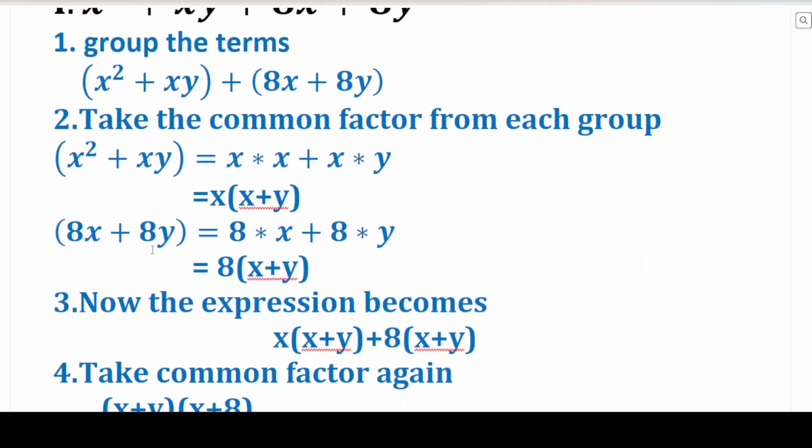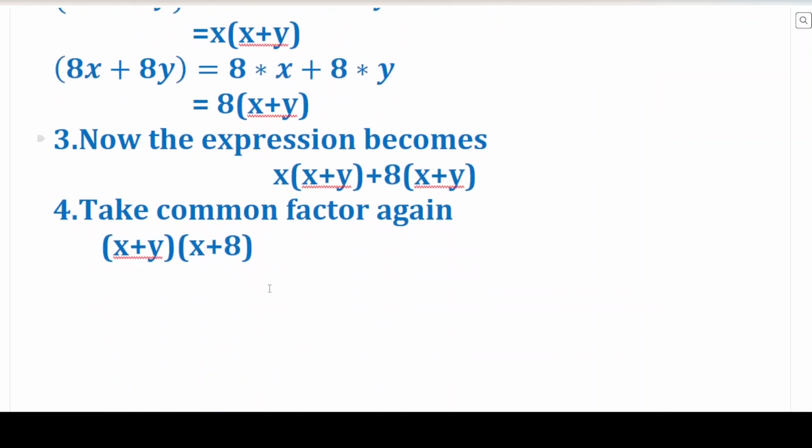From the 8x plus 8y, 8 is the common factor. So take the 8 from here. We can write it as 8 into (x plus y). Just join these two expressions. We can write it as x into (x plus y) plus 8 into (x plus y). What is the common factor here? x plus y is the common factor. Take the x plus y out from here. We can write it as (x plus y) into (x plus 8).